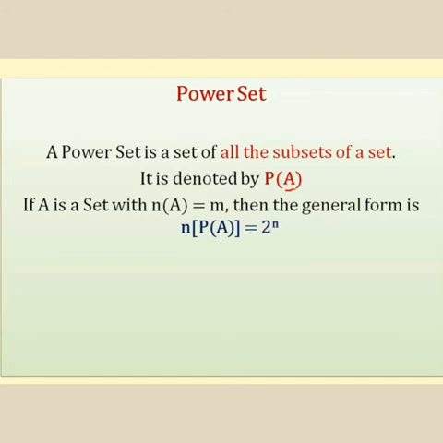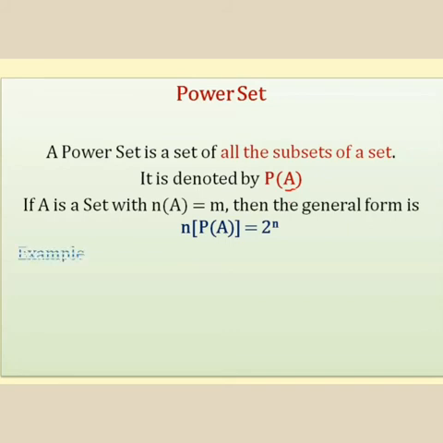Now we are going to learn about the power set. A power set is a set of all the subsets of a set. Previously we learned to write all the subsets of a set. So the power set is the set of all the subsets of a set. It is denoted by P of A. So if given a set A, we write it as P of A. If the set is given as S, we have to write it as P of S. So the letter inside the bracket will change for each and every set. If A is a set with n of A, the number of elements, equal to n, then the general form is n of P of A is equal to 2 power n.